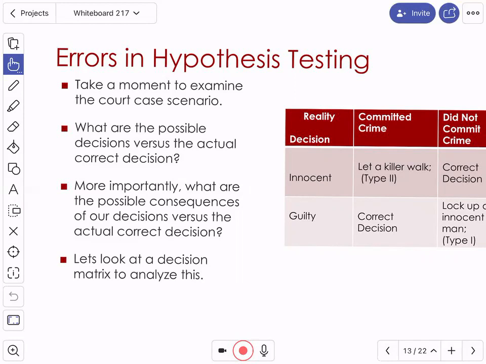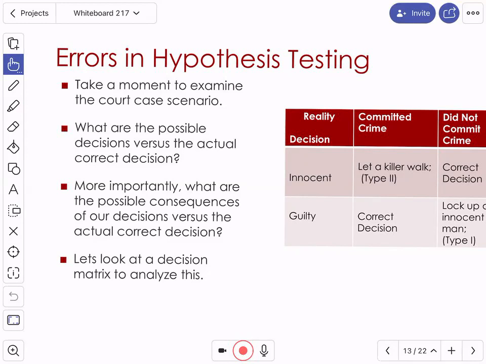The question is, which error is worse? Do you think rejecting an innocent person's innocence, which means that you're basically locking up an innocent person, is worse than failing to reject a false person's innocence, which means you're letting a killer walk? Which error is worse, locking up an innocent person or letting a killer walk?